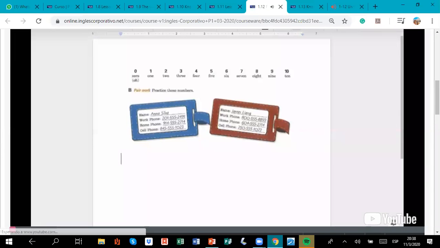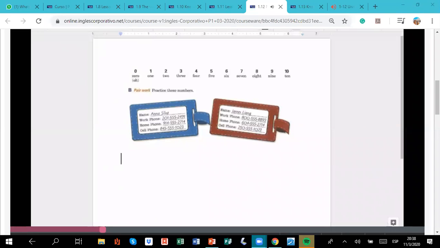Hi, everyone. In this class, you'll learn how to ask for and give phone numbers. Let's get started by going over the numbers from 1 through 10. Let's listen and repeat. 0, O, 1, 2, 3, 4, 5, 6, 7, 8, 9, 10. Now let's try to practice by reading out the numbers that you see on the screen.